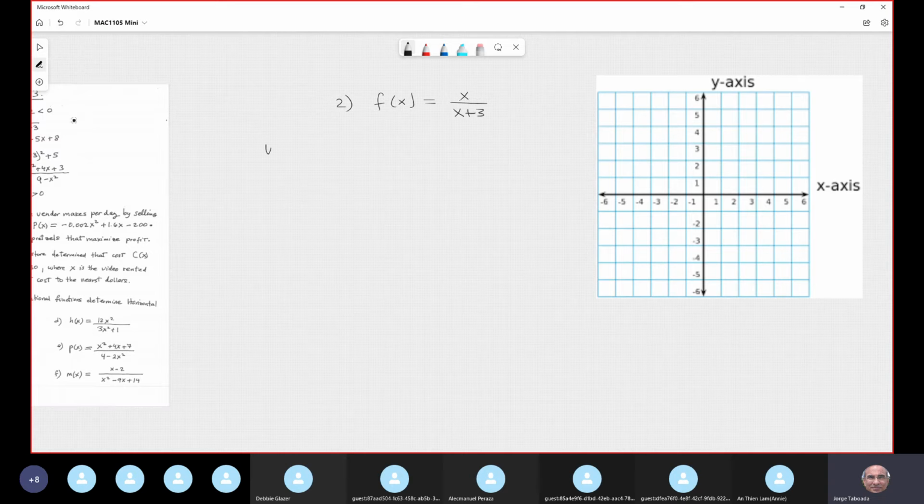The second step is to find the y-intercept. The y-intercept is when x is 0. Plugging in 0 divided by 0 plus 3, it's obvious it's 0. So the point is (0, 0), because remember, this is the x value and this is the y value. I plot it that way.